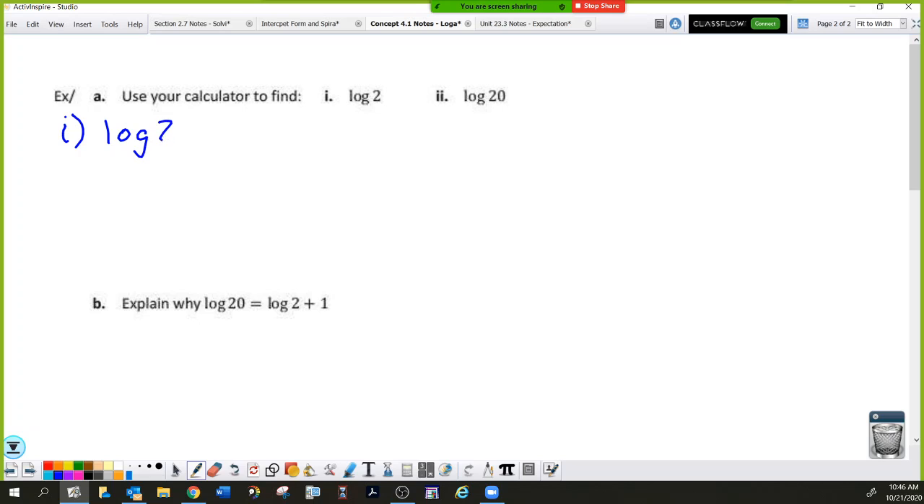Hold on, wait. Will you give me to 3 sig figs? So 0.3... 0.301. Okay. I knew that that number had to be less than 1. I did know that. And I knew that number wasn't negative.